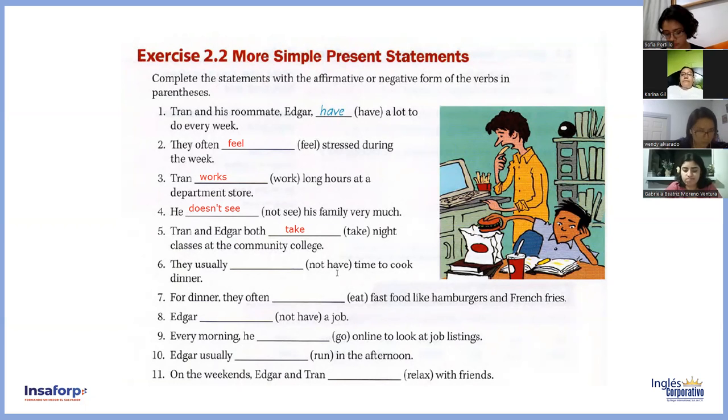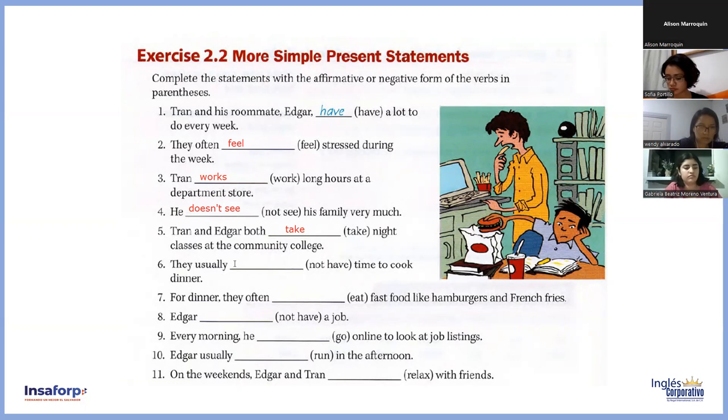Okay, Wendy, number six, please. They usually. Tenemos desactivado el micrófono, Wendy. Creo que todavía tenemos desactivado el micrófono, Wendy. Ok, ahí está. They usually don't. That's right. They usually don't. Don't have. Yes, perfect. They usually don't have time. Very good. Okay, thank you.